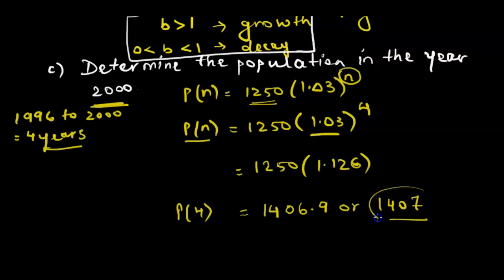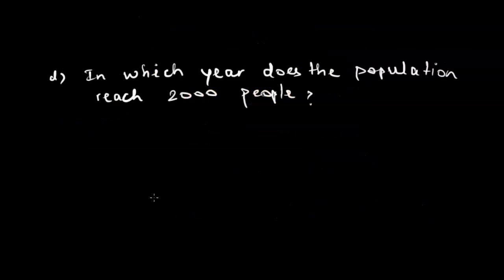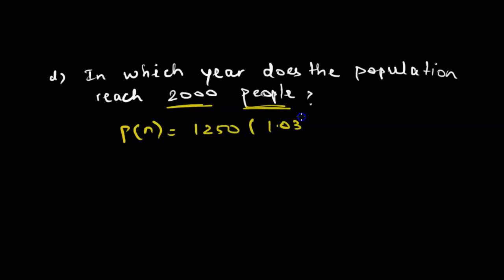Therefore, the answer is 1407 people in the year 2000. Next question that we have to solve is, in which year does the population reach 2000 people? We know the population equation is Pn equal to 1250, in the bracket, we have 1.03 to the power of n. They want us to find out the year.